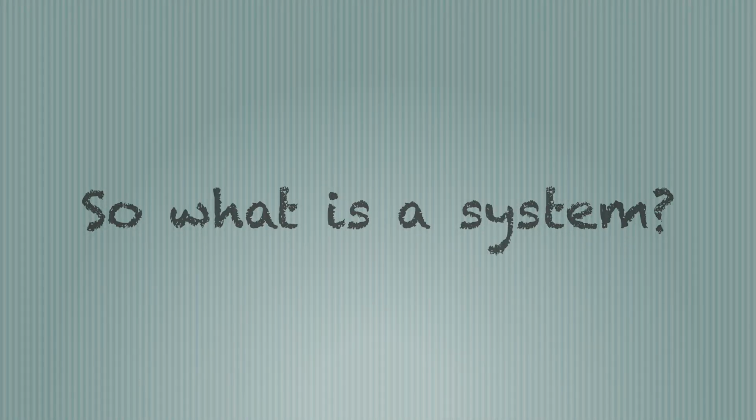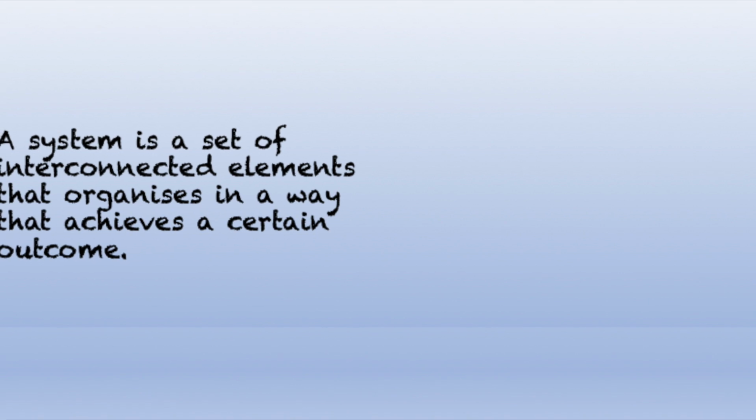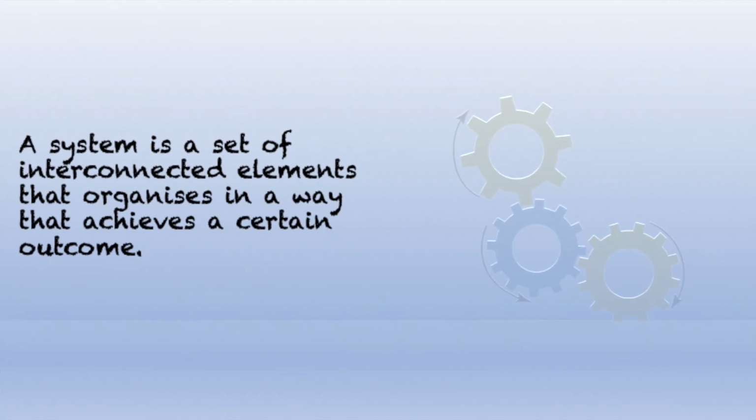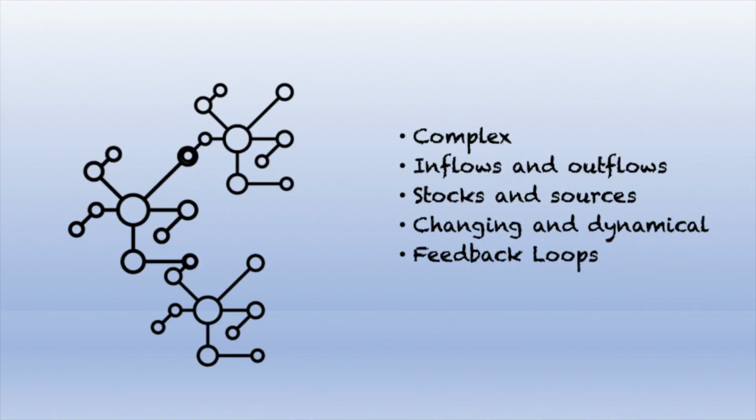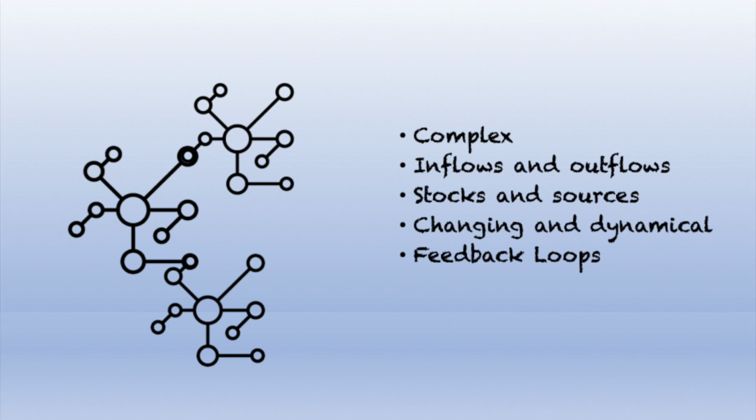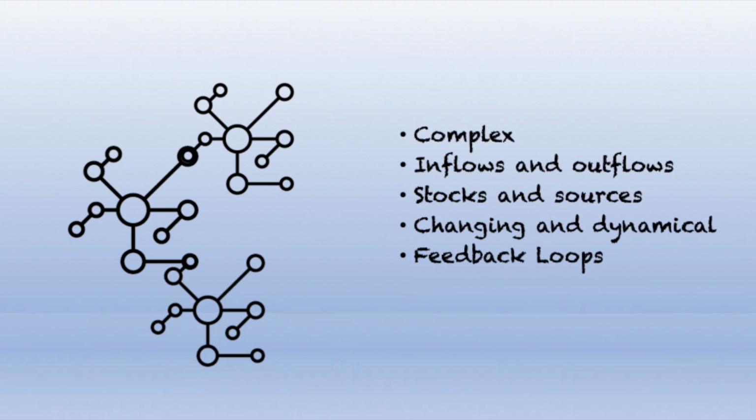So what is a system? A system is a set of interconnected elements that organise in a way to present certain patterns of behaviour. Systems can be natural, man-made, or both. They are complex, dynamical, and continuously changing.